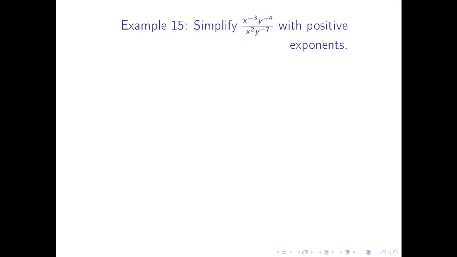All right, let's do another example that has negative exponents mixed in. So pause this. Now we have negative exponents. Can you use the different rules to rewrite this with positive exponents, entirely simplified?